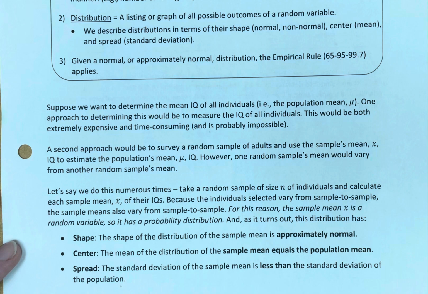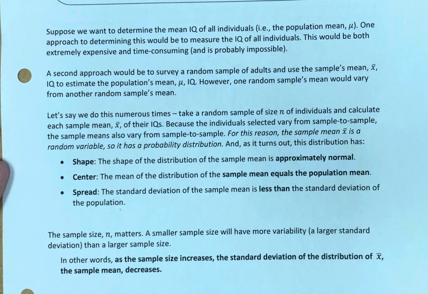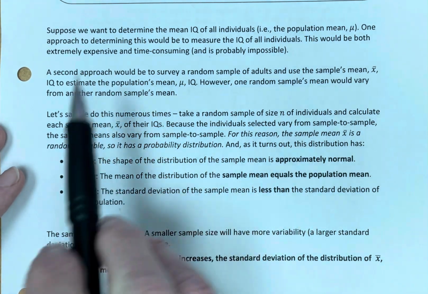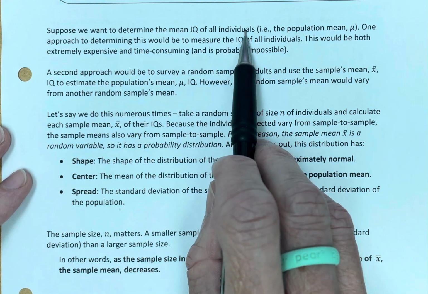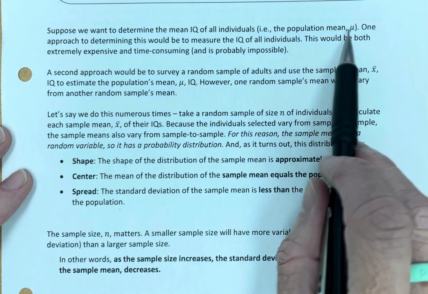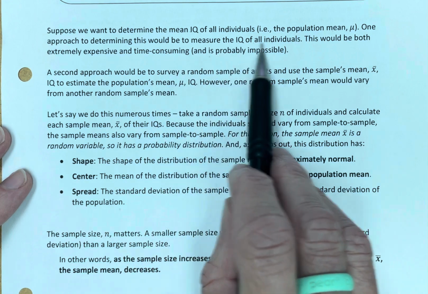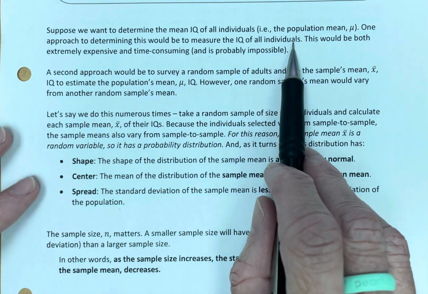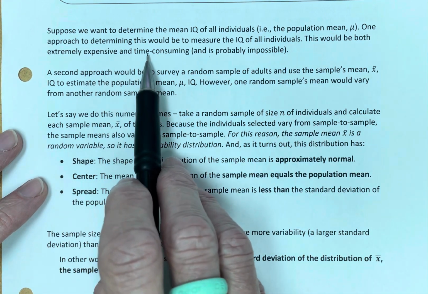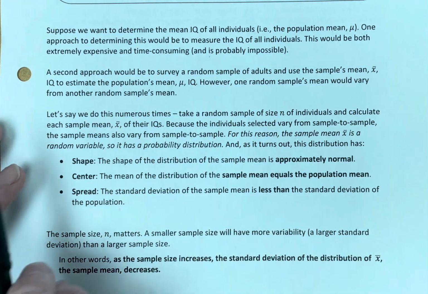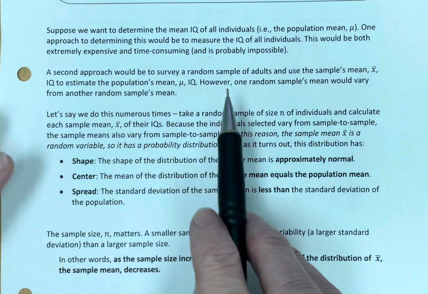Now let's lead in with a sense of what this is going to be all about. Fair amount of words. You can kind of take notes on this alongside of it. Suppose we want to determine the mean IQ of all individuals. So we're talking about the population mean, mu. One approach to determining this is to measure the mean IQ of all individuals. That's not going to happen. It's both expensive and time consuming, and it's probably impossible because by the time you get to everybody, you've had people born and you've had people die, so we're always changing things up.